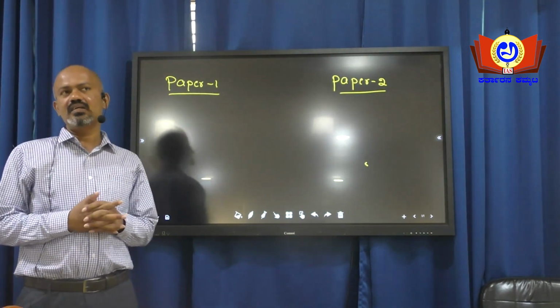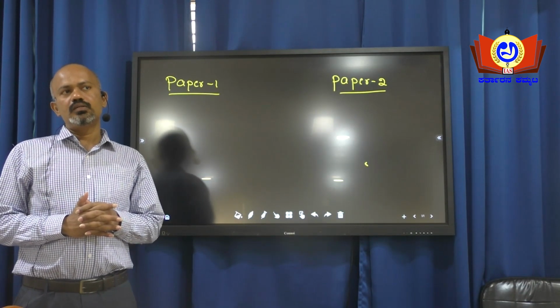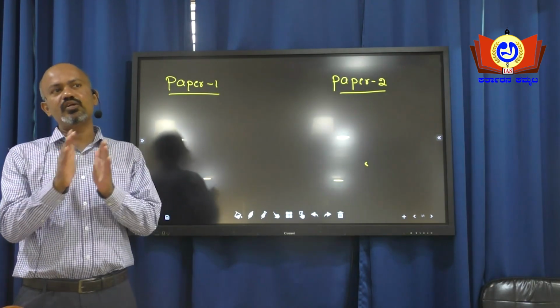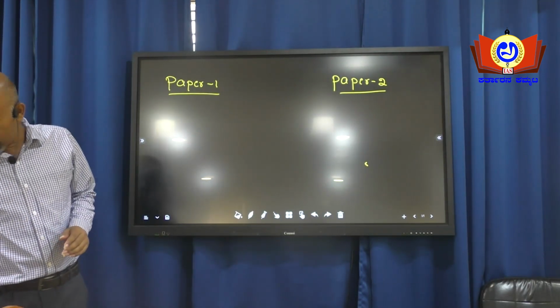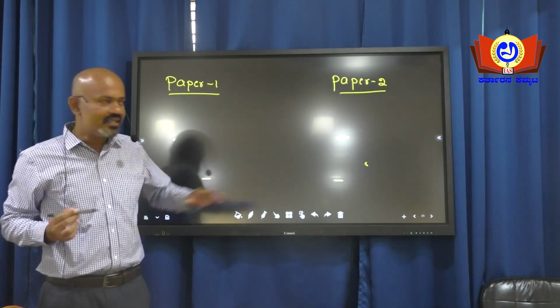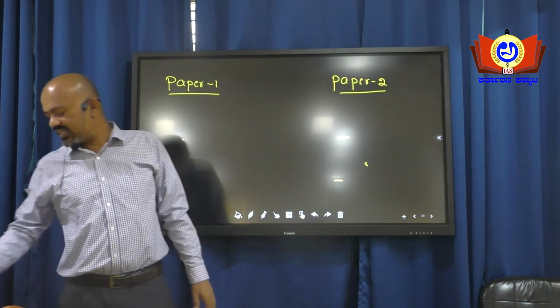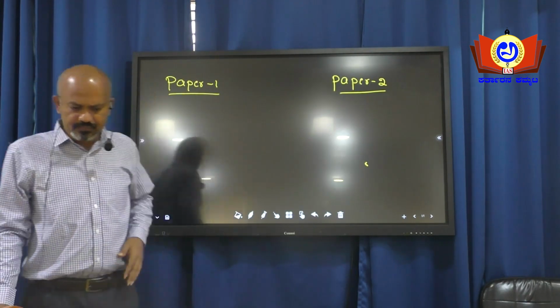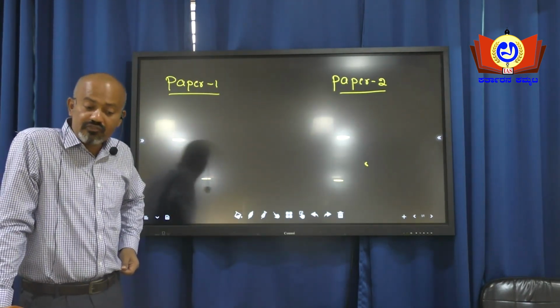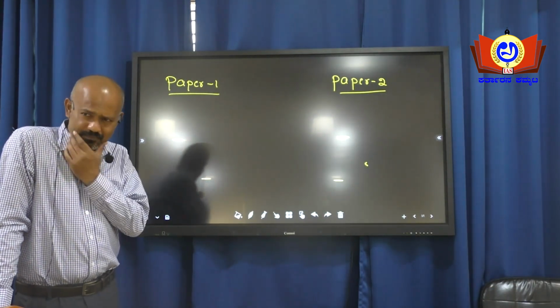Like that, Paper 1 can be linked to Paper 2. That is the reason I have said we have to prepare both Paper 1 and Paper 2 in an integrated fashion. Religion we have studied here, and the same will be applied in the Indian context. For example, we will study the problems of religious communities in India. Which are the religious communities in India?